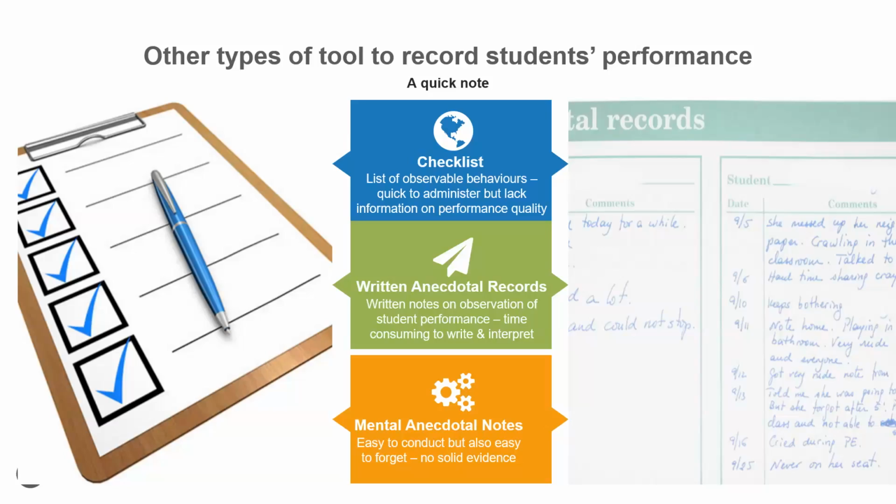Mental anecdotal notes. Mental means you remember, and usually good instructors over the years of them teaching are actually doing mental anecdotal notes. When they are teaching, and after their class, they will write it down. Then from the mental, it changes to written. So mental anecdotal notes is also easy to conduct because you don't have to write anything.